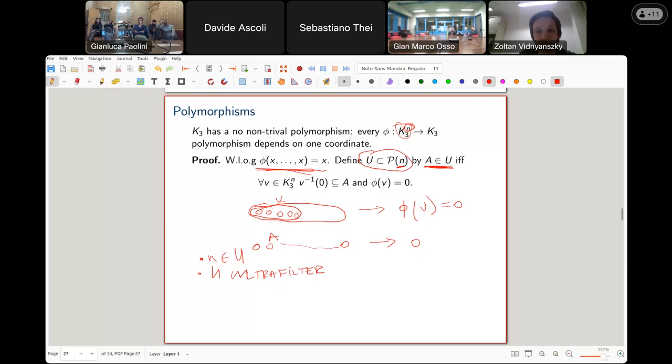So on finite sets, the ultrafilters are really, really boring. They mean that they depend on a single coordinate. An element is in U if and only if it contains this single coordinate. In other words, this really means that this phi must depend on a single coordinate. So if I manage to prove that U is an ultrafilter, I'm okay, because finite ultrafilters are trivial.